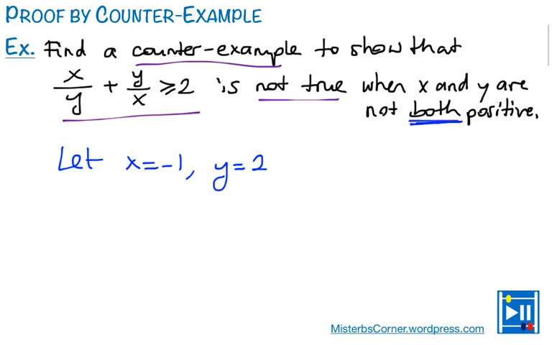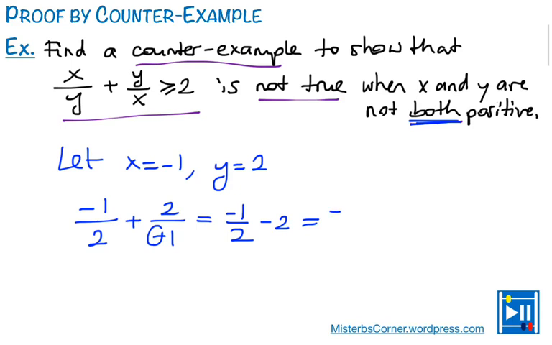That's what I want. Okay, so let's substitute now and see whether the sum is greater than or equal to 2. -1 over 2 plus 2 over -1. Well, this is equal to -1 over 2 minus, because of this minus sign, 2, because 2 over 1 is 2. So -1 over 2 minus 2 is equal to, if you equate the denominators and take away, -5 over 2, which is obviously less than 2. So we have shown that this statement is not true.